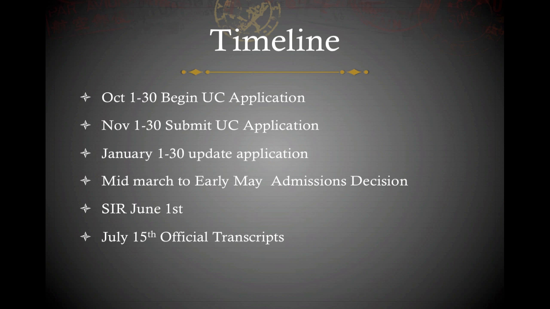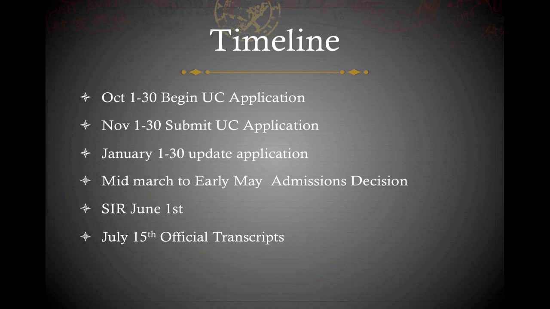In front of you, you have a timeline. The UC application becomes available online between October 1st and the 30th. You will not be able to submit your application until November, so between November 1st and November 30th, you will be able to submit your UC application. As a transfer student, you will be asked to update your application in January. Please remember to update your application between January 1st and the 30th.